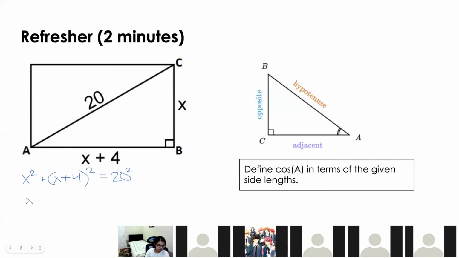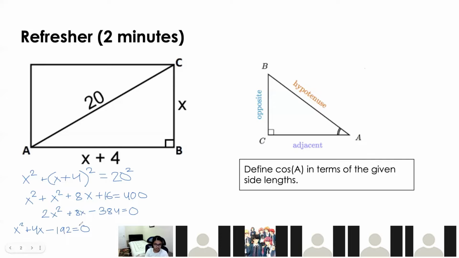So then we can expand this using the binomial theorem. This will be x squared plus 8x plus 16 equals 400. So then 2x squared plus 8x minus 384, I believe, is equal to 0. x squared plus 4x minus 192 is equal to 0.